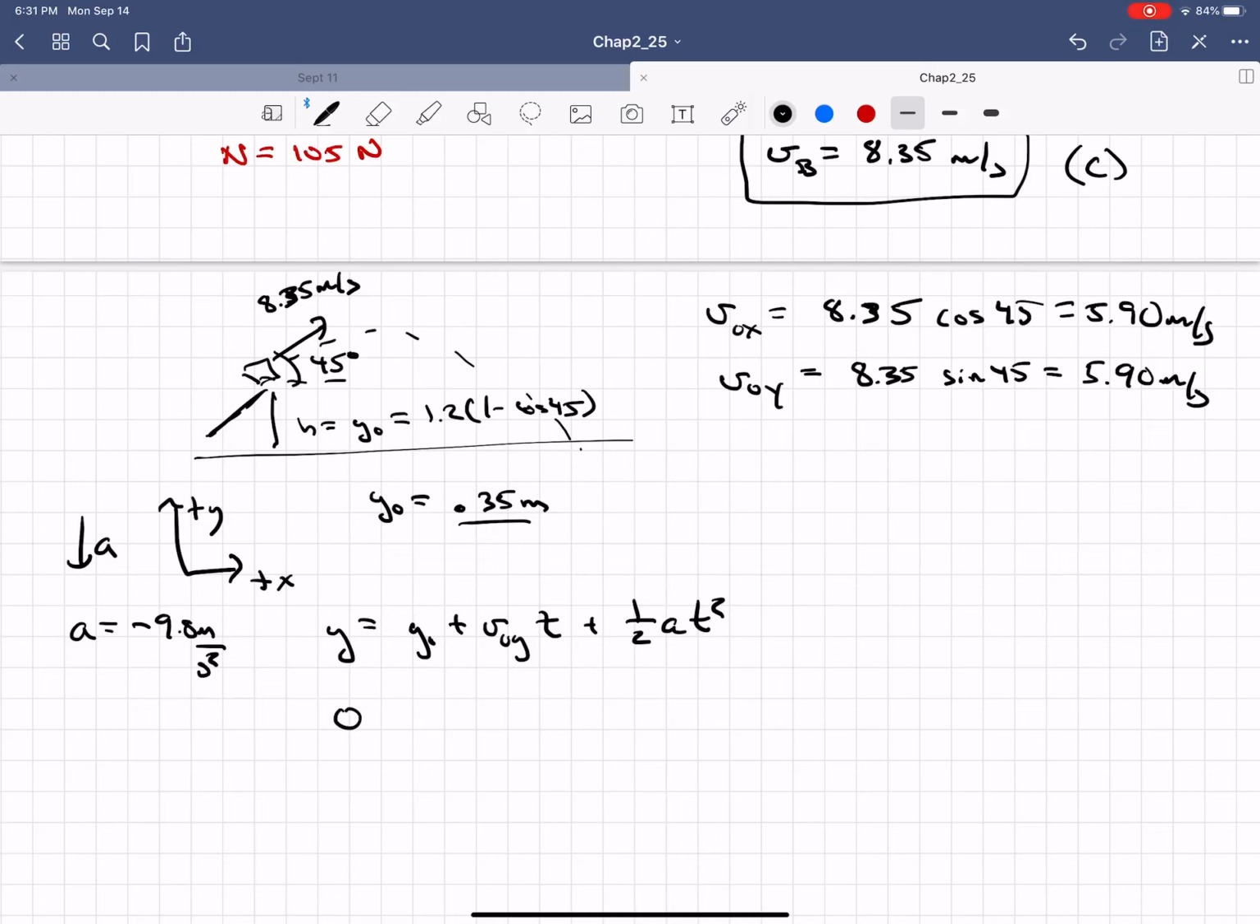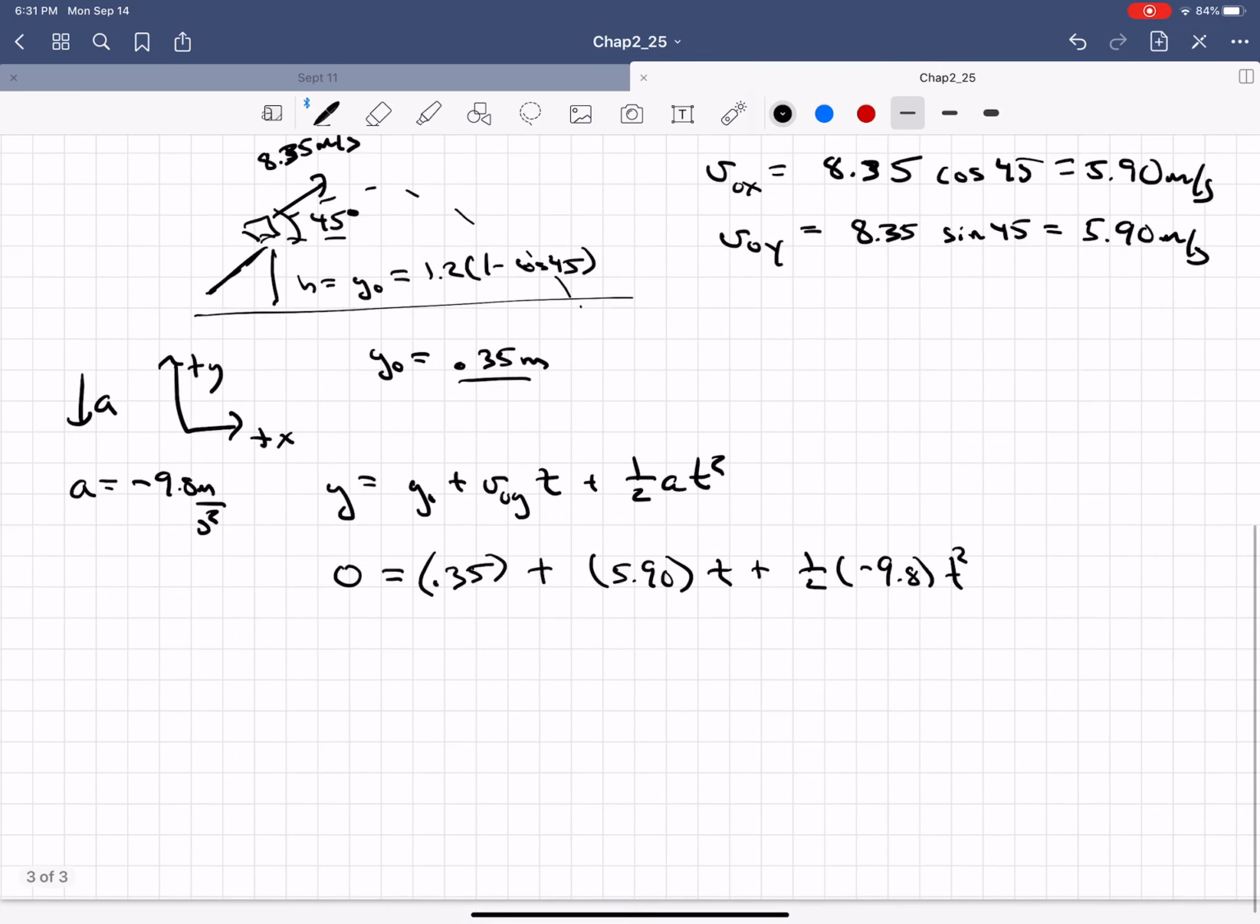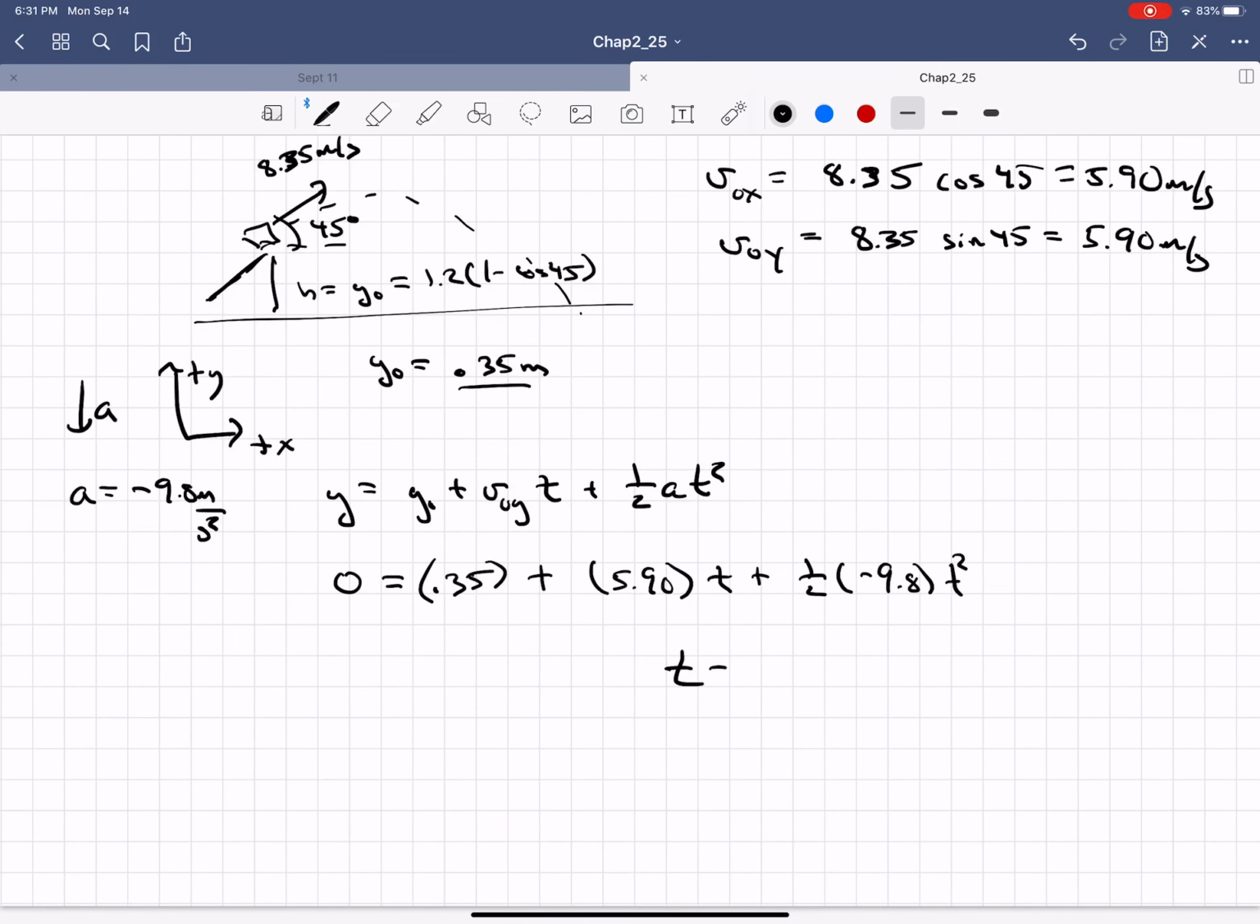And so if I say that eventually it lands on the ground at height 0, and it starts at a height of 0.35, and it's traveling at 5.9 initially in the y direction times t, plus 1/2 times negative 9.8 times t squared. This gives me a quadratic formula that I can solve for the time. If you solve that for the time, you get 1.26 seconds.